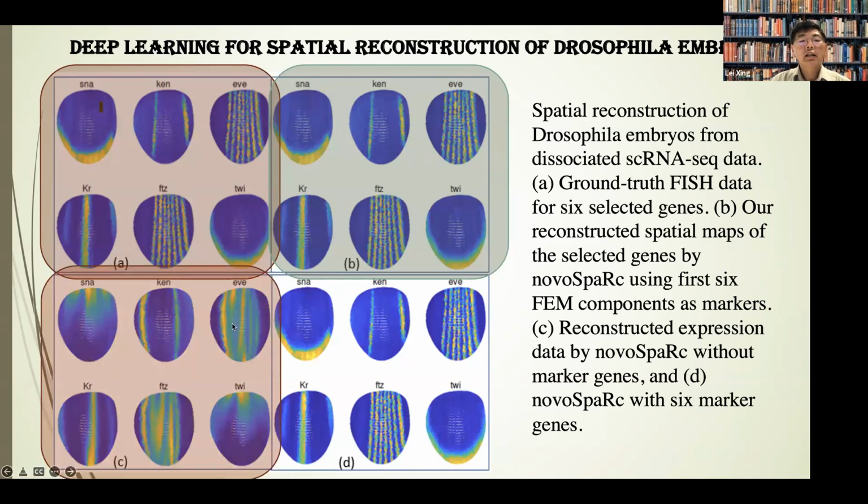You can see that this trajectory is so bad that you only see a little bit of similarity between the ground truth and the temporal trajectory of this development. But with deep learning, you can see so much better. Okay.